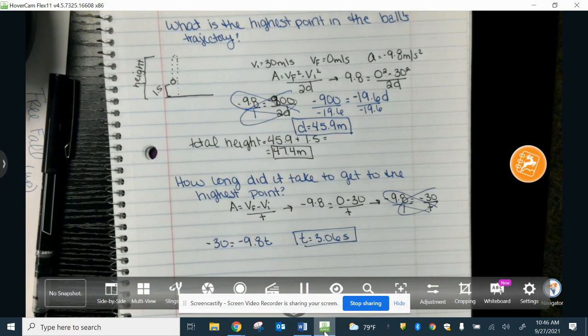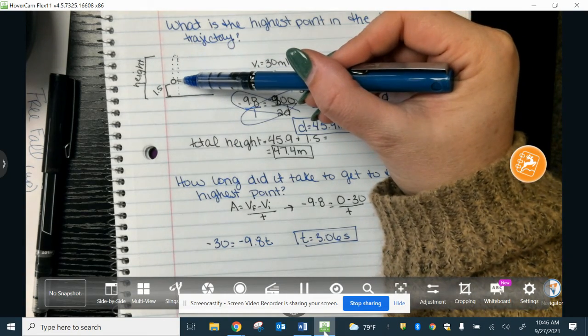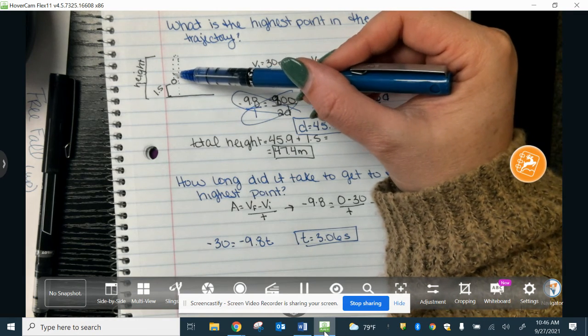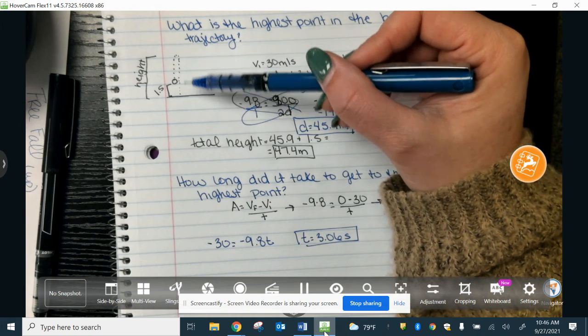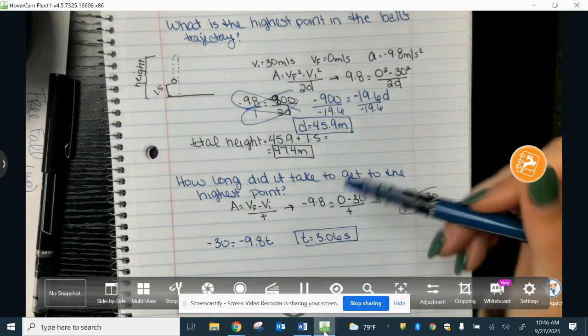It could even ask you, how long does it take to get caught if it's caught at the same distance? In that case, it would be asking you, what's this whole part right here? We talked about this on Friday, but you remember time to go up to the highest point equals time to go down from the highest point as long as it's caught at that same height. So the total time would be 6.12, I believe. That's math in my head, but it's going to be double that.